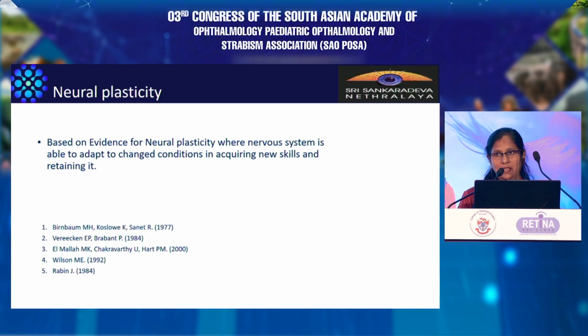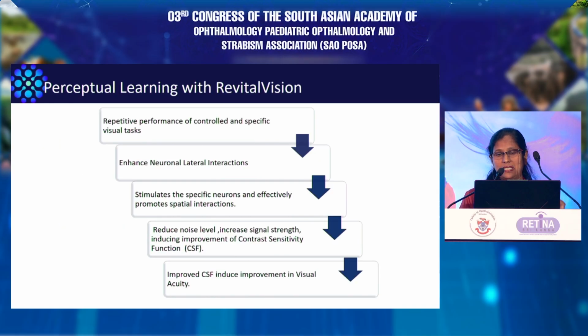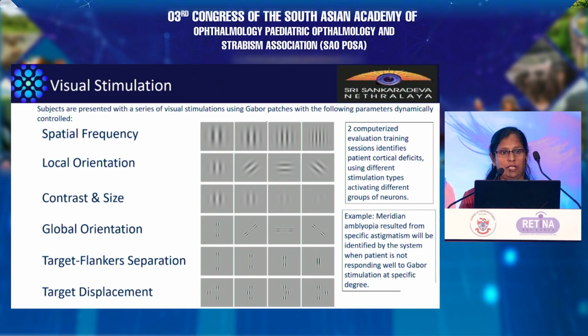Neural plasticity, based on the evidence which we have already seen, is where the nervous system is able to adapt to changed conditions in acquiring new neural skills and retaining them. And the perceptual learning technique, that is repetitive performance of a controlled and specific visual task, will enhance neuronal interactions and stimulate the specific neurons and effectively promote spatial interaction, improve the contrast sensitivity function, and hence the visual acuity improvement.